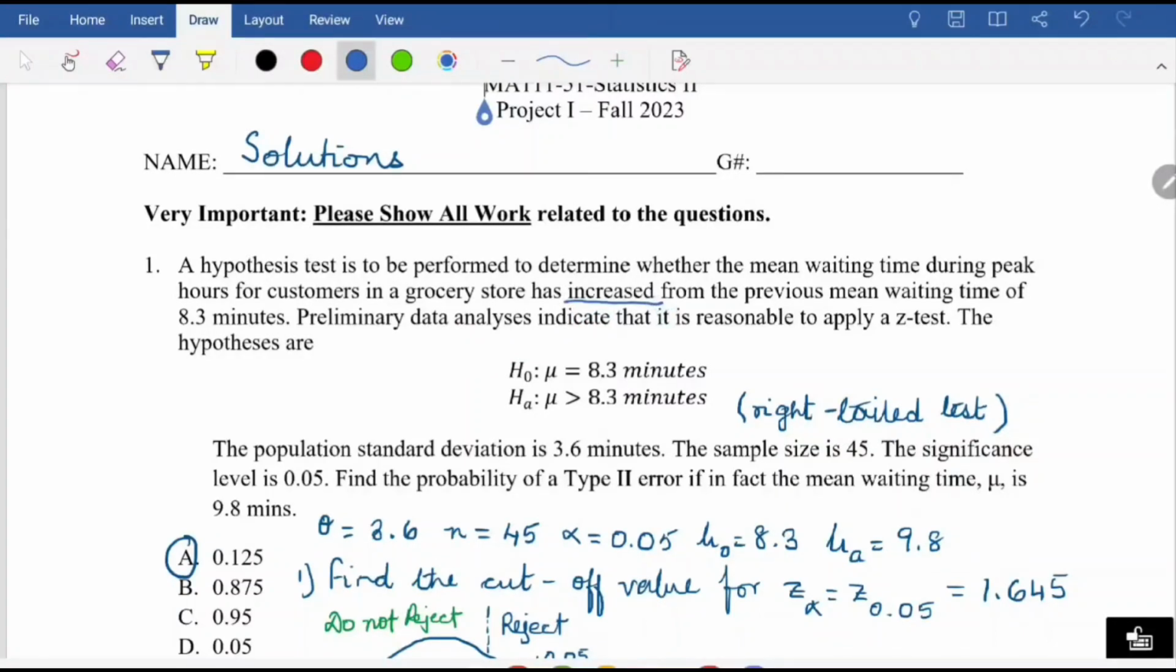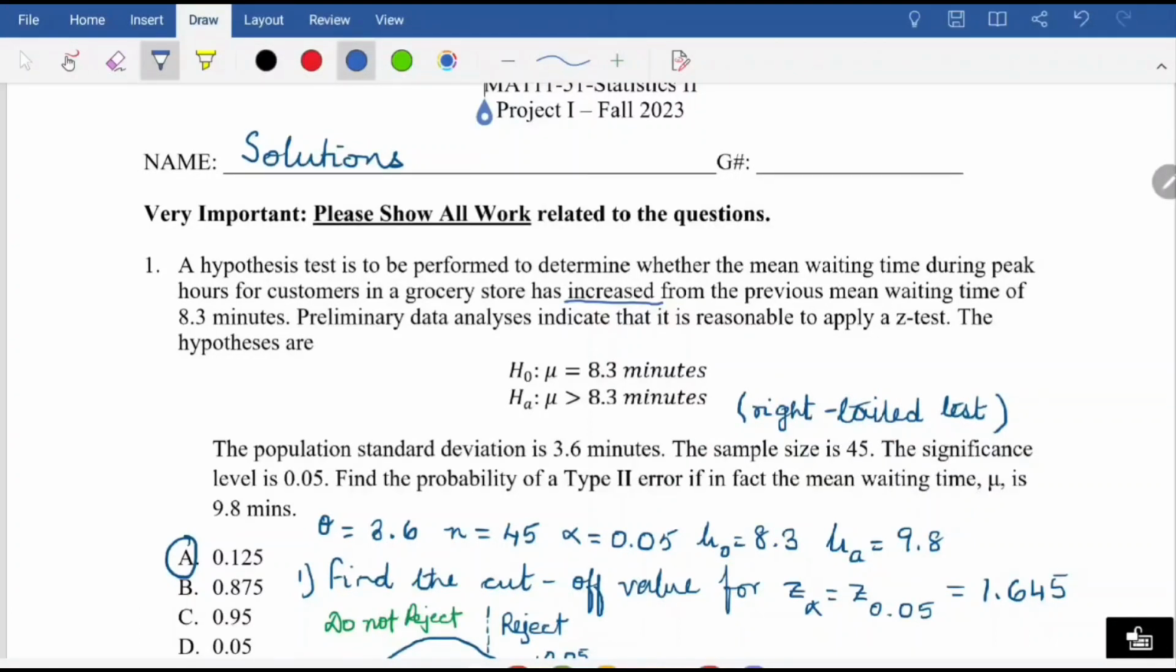So that's going to give you the clue for the alternate hypothesis, right? So when they state the hypothesis, they've already stated it for us. Null hypothesis: mu equals 8.3 minutes, and alternate hypothesis is mu greater than 8.3 minutes. And that greater comes from this wording in the question which says increased, right? So this greater sign in the alternate hypothesis tells us it's going to be a right-tailed test.